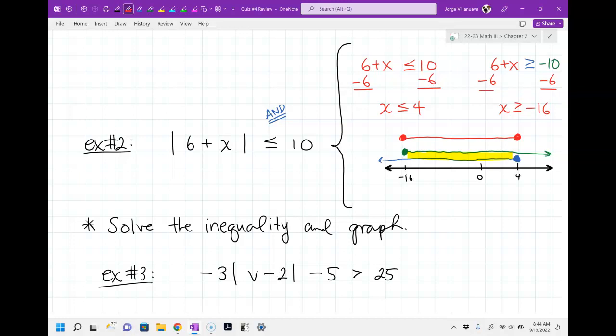Anything else? What if there's an "and" problem and they're facing away from each other? Usually, if there's an "and" problem and they're facing away from each other, I would tell you to double check your work and make sure you did everything right. And if you did and they're not meeting each other, what do they have in common? Nothing. So your solution is no solution, right? Because they don't have anything in common.